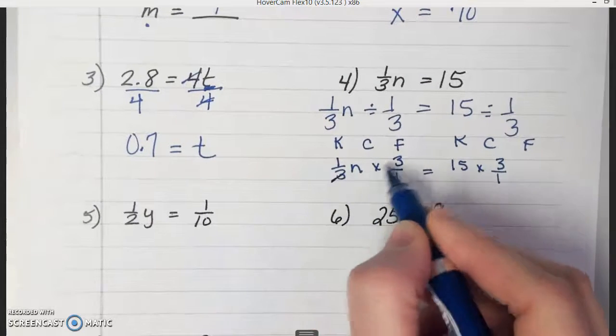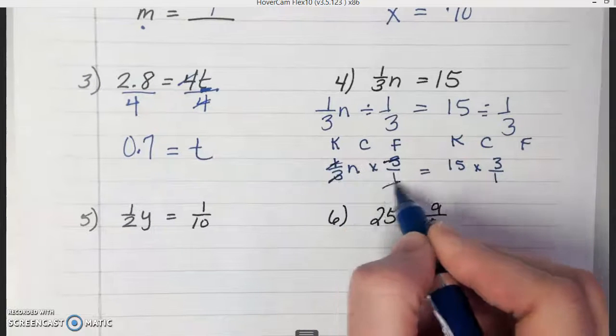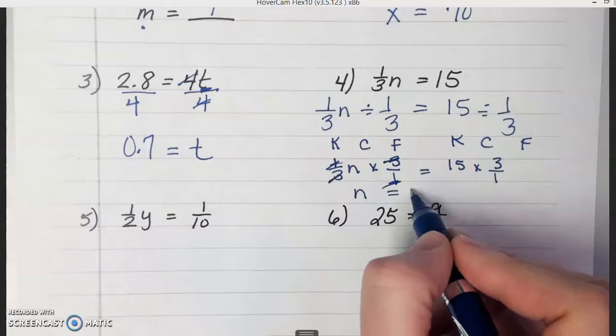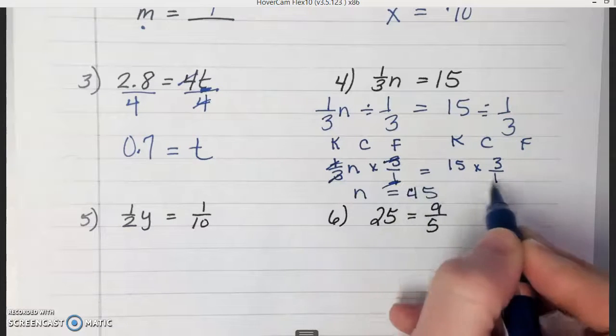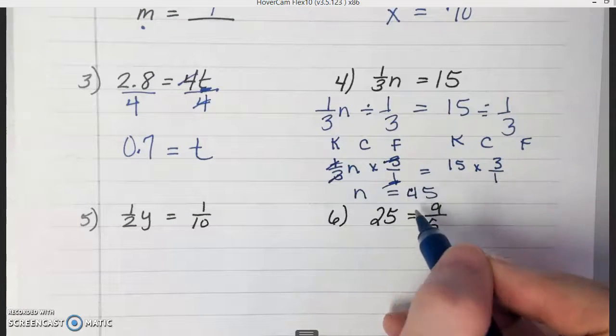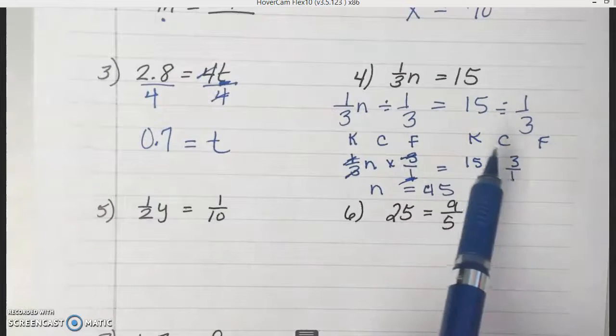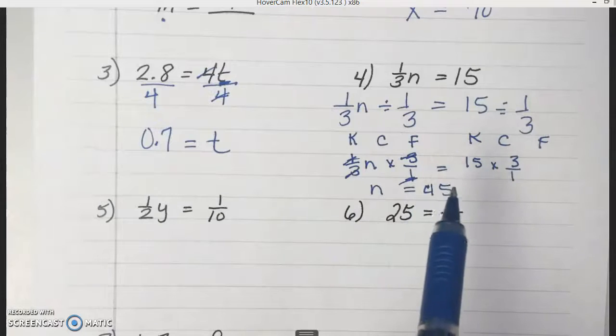All right, so my 3's cancel out. And my 1's cancel out, and I'm left with n. And then 15 times 3 will give me 45. And there's just a 1 on the bottom, so that's still just 45. So I get that n is 45. The ones like this are going to take a little more work.